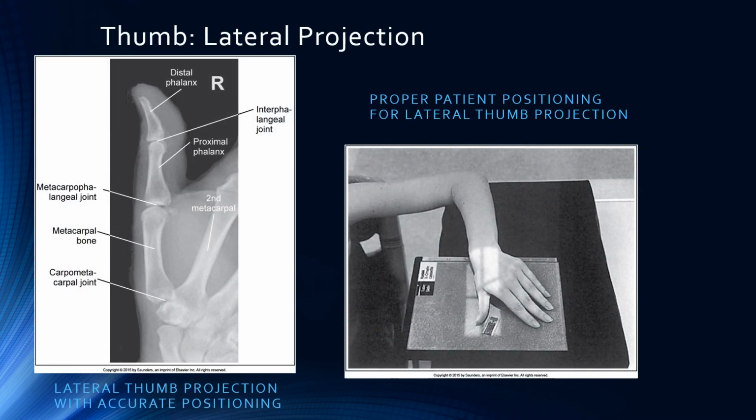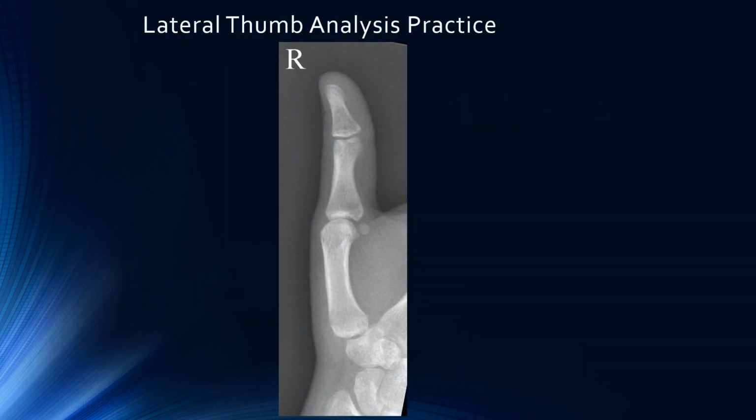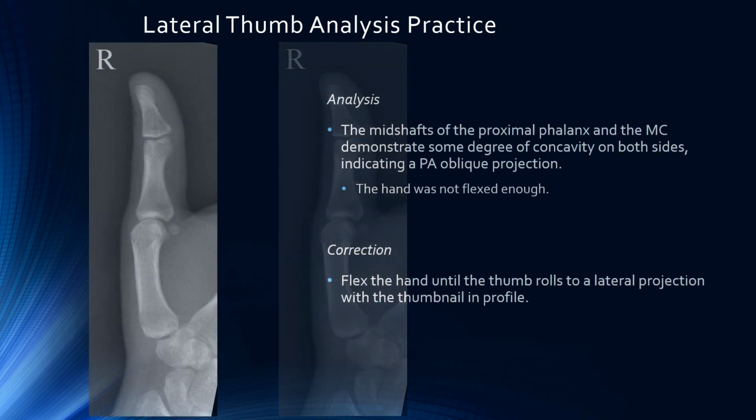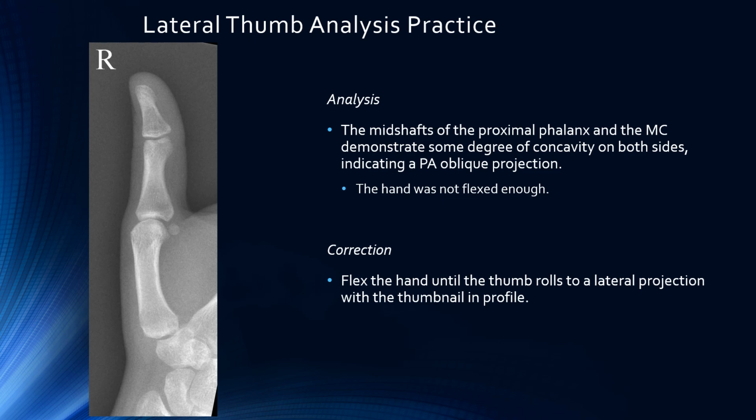Thumb, lateral projection. Here are nice examples of proper positioning and anatomy. Lateral thumb analysis practice. See what you guys think. Okay, so the mid shafts of the proximal phalanx and the metacarpals demonstrate some degree of concavity on both sides, indicating a PA oblique projection. So the hand was not flexed enough. So for correction, flex the hand until the thumb rolls into a true lateral projection with the thumbnail in profile.